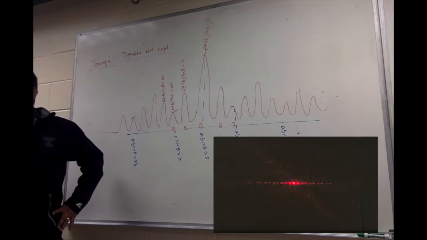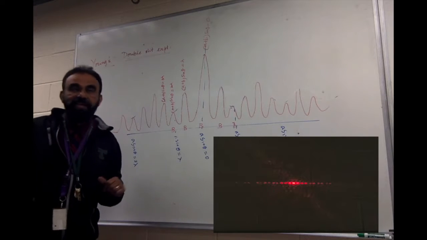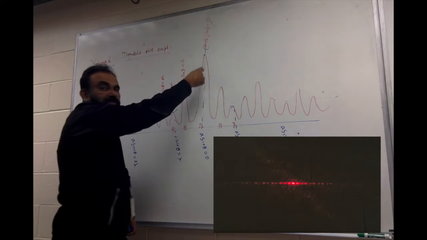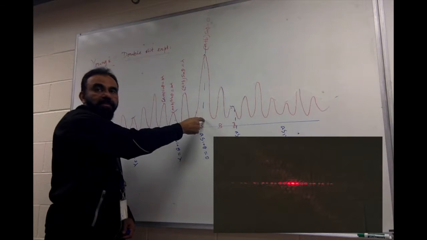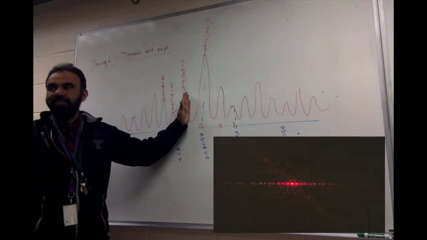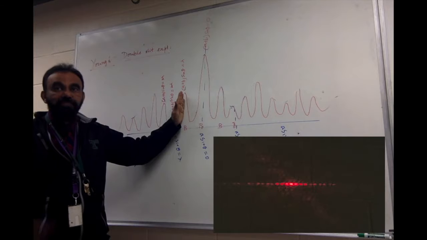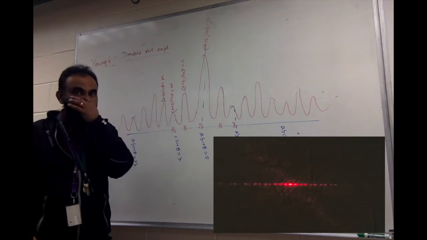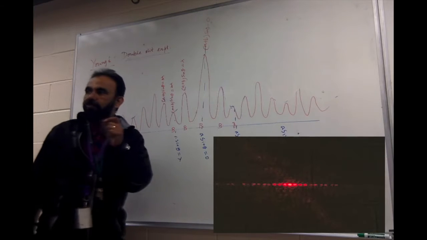All right, now, if you use green light instead of red light, what's going to happen is the central peak will be here. That will be there. But this peak is not going to be here, but it will be closer. Make sense? For the green, it will be closer. For the blue, it will be still closer, because blue's wavelength is smaller.